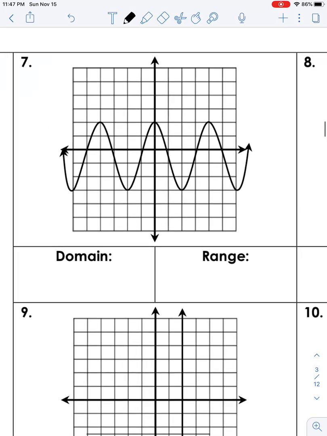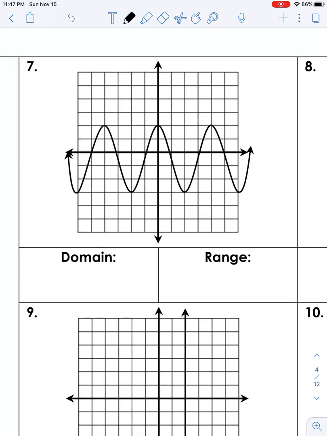Number 7. This one's a little tricky. So, domain, left to right. This arrow is going left forever. So, negative infinity. This arrow, I understand it's pointed up, but it's also going right forever. So, positive infinity. It's not pointing straight up. It's pointing slightly to the right, which means it's going forever in that direction.